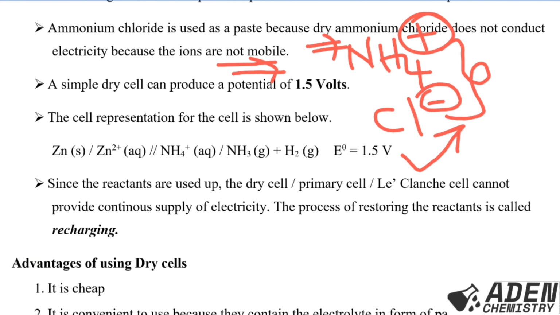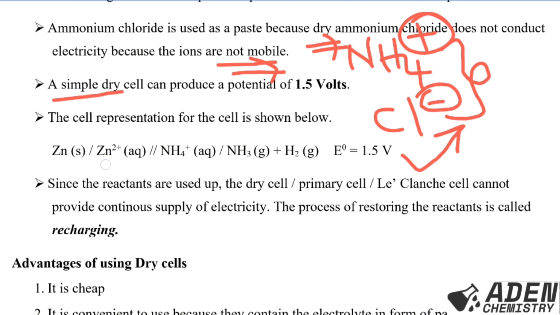So we're saying a simple dry cell can produce a potential of 1.5 volts. The cell representation for the cell is shown below. Remember, when writing the cell representation, also known as the cell notation or cell diagram, we first write the half cell for the anode side, where the oxidation reaction occurs. So here we have the zinc rod, which is in solid form, and this vertical slash is the phase boundary.